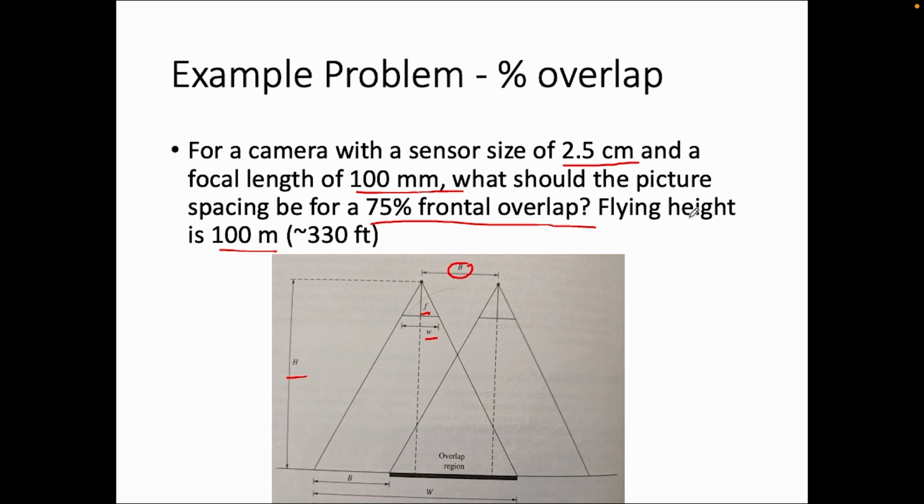Okay, so here again, we're still using the same ratios that we were using before. Capital H over capital W is equal to focal length over little w, that's our image sensor width. And here we've got a 100 meter height, so we're not solving for that, we're not solving for any of these. What we're solving for is this distance b, and you can see here b is going to be equal to W minus the overlap region.